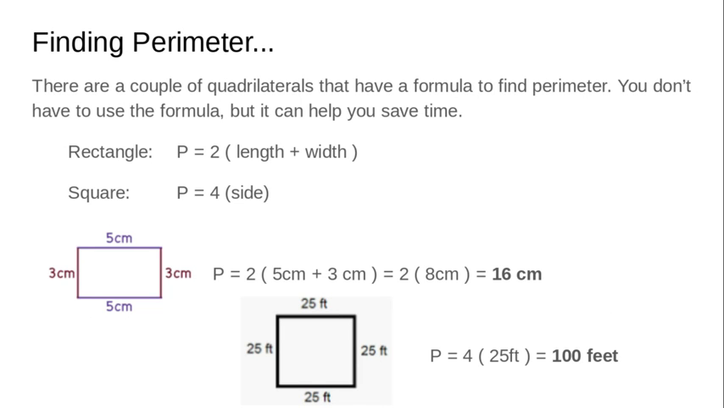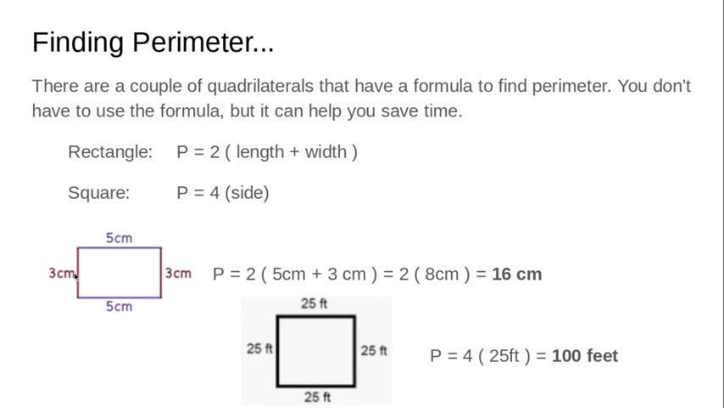There are a couple of quadrilaterals that, because of things that happen to be true about them, have formulas to find their perimeter. You don't have to use the formula at all, but you can if you want it to help you save some time. So one of them is a rectangle, in which case you take 2 times the length plus the width, since there's 2 of each of them. And then the square is 4 times the length of the sides, since all of them are the same.